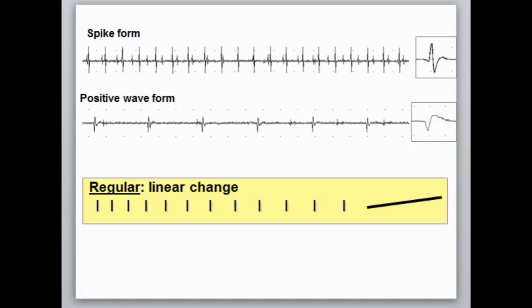There is some literature that suggests that positive sharp waves occur earlier in a denervating process, whereas spike form fibrillation potentials form later. Some literature suggests that these are more common in certain diseases, such as myopathies versus neurogenic diseases. But really, the morphology doesn't necessarily reflect the disease state so much as where the recording electrode is in relation to where the fibrillation potential is being generated.